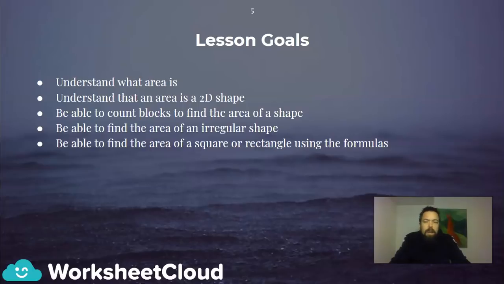That's kind of grade 4 work, so it should just be a reminder. And then moving on to finding the area of an irregular shape, still by counting, also grade 4 work. And finally, this is where we start moving into grade 5 work. Be able to find the area of a square or a rectangle using the formulas. So when I say something is grade 4 work, it's not like then you forget how to do it. Just because something is grade 4 work, you should be able to do it in grade 5.